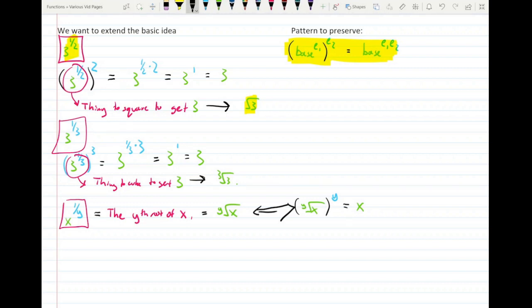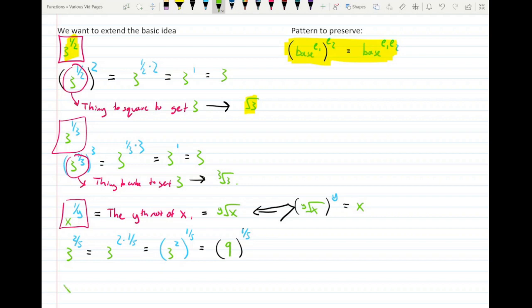Now once we have this, we can assign values to any fractional exponent using this same pattern. For example, 3 to the 2/5 is equal to 3 to the 2 times 1/5, which is equal to 3 squared to the 1/5, which equals 9 to the 1/5, or the 5th root of 9.